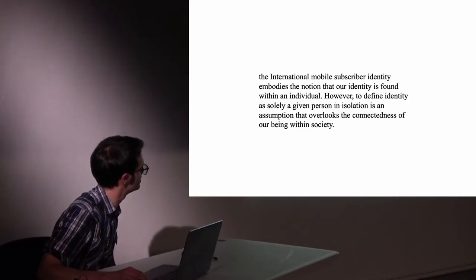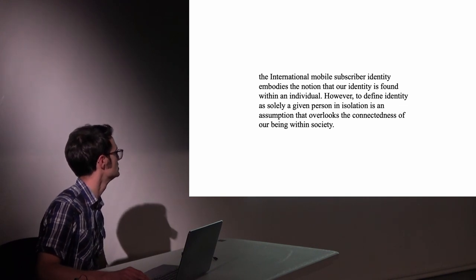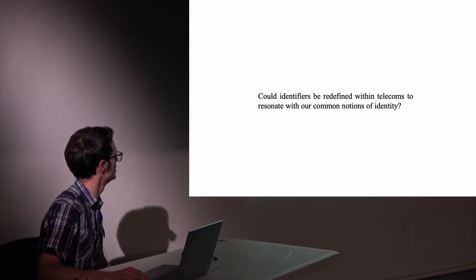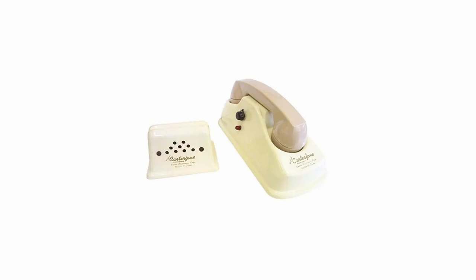So I tried to look at the International Mobile Subscriber Identity, which embodies the notion that our identity is solely found within an individual. However, to identify solely a given person in isolation is an assumption that overlooks the connectedness of our being within society. And could identifiers be redefined within telecoms to resonate with our common notions of identity? I think there are examples of challenging monopolies in the past. So this is Thomas Carter's 1950s Carterfone, a device that turned the regular AT&T line into a mobile two-way radio. And this device was in violation of the AT&T lines because they were obviously owned by AT&T at that point.